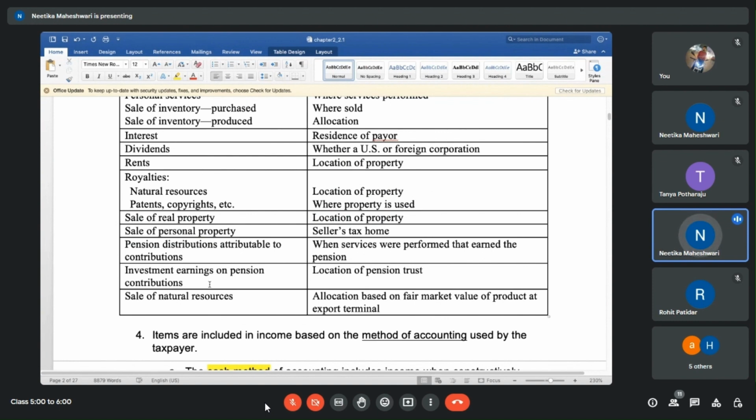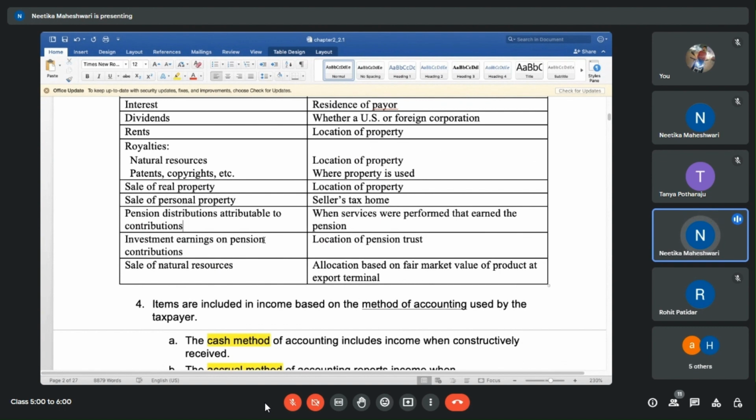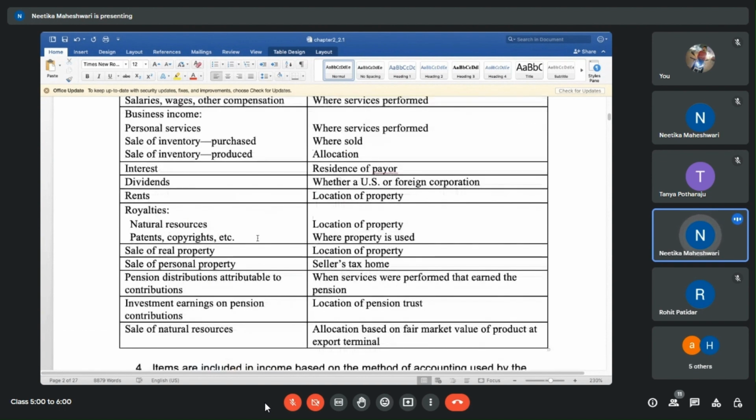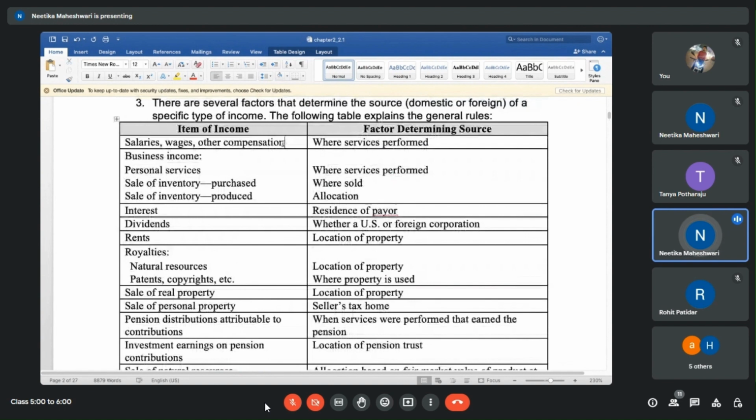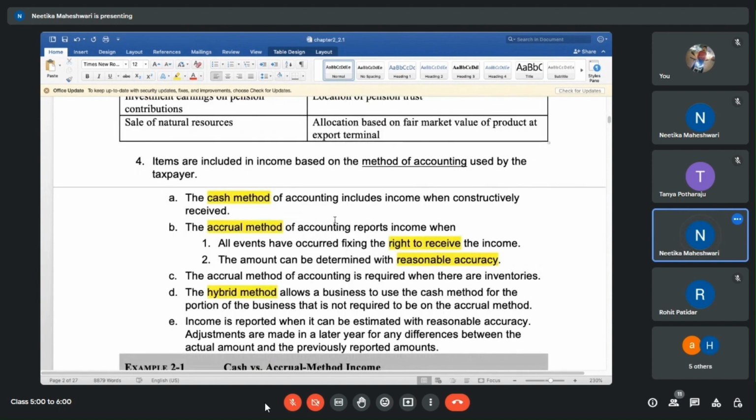Okay, so they have not included this thing here. I'll put up another line item. The stock options will go over here only, wherever the services were performed.